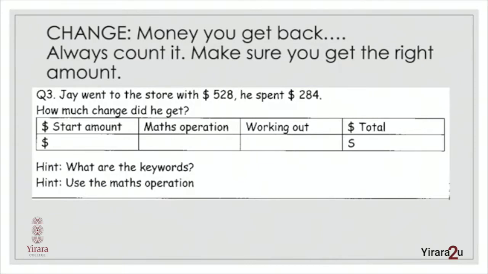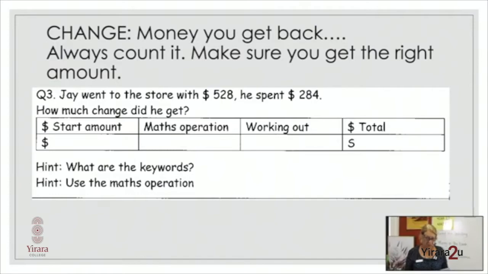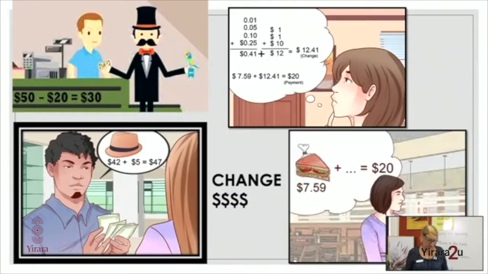So there you go. You need to be able to do mental maths, which means maths in your mind, and think about what you're doing when you go into the shop. See the man with the hat there? He's adding it up before he pays, so he won't get any change. But the lady who bought the sandwich down the bottom, she's paying $7.59 with a $20 note, and she needs to work out how much change she should get.